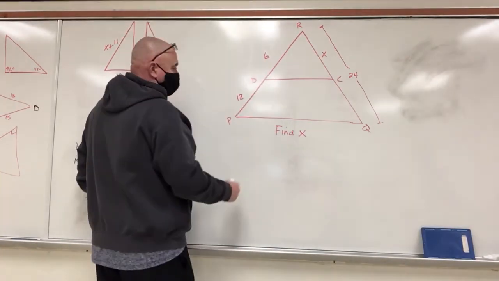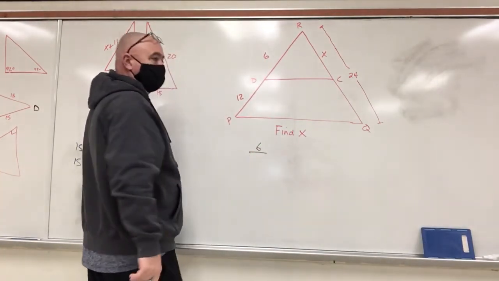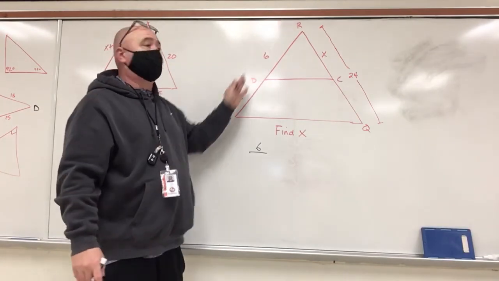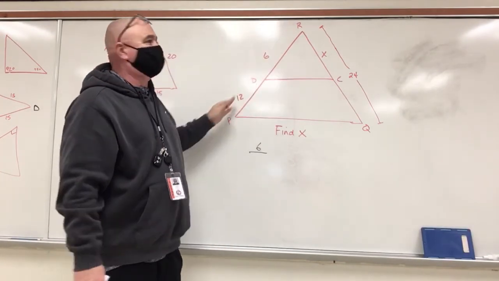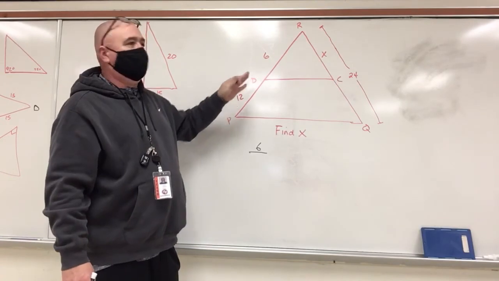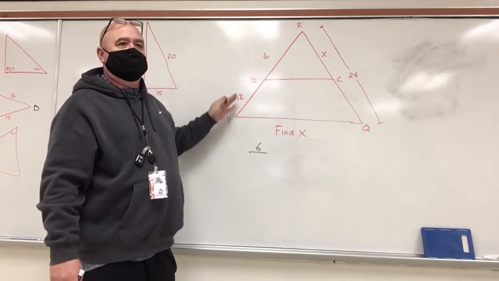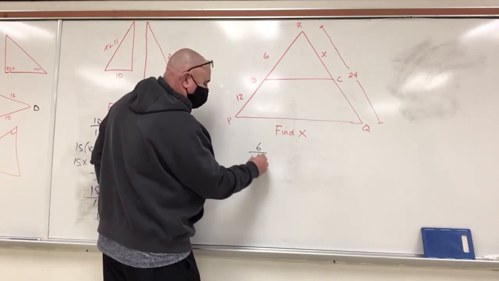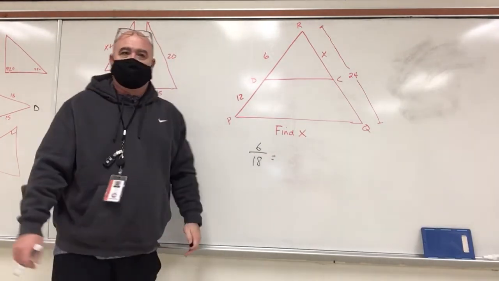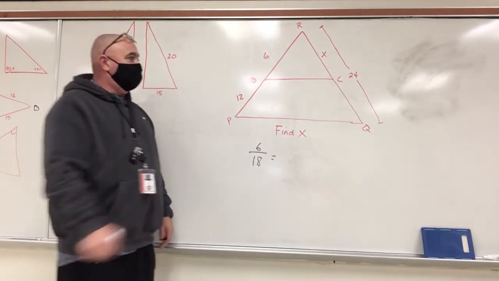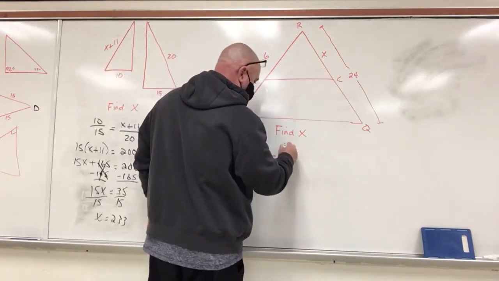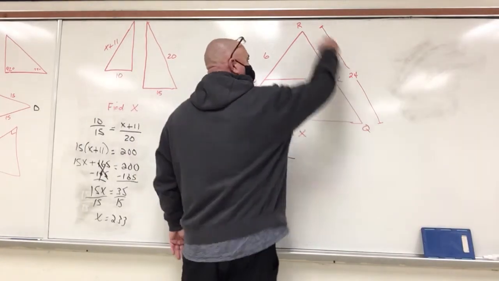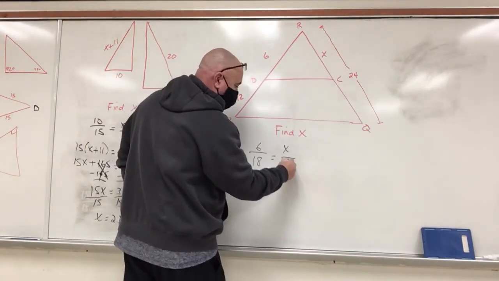6 is to what? This small side is in proportion to this big side. What's this big side gonna be equal to? 12, or 6, or 18? 18. So I'm gonna say 6 is to 18. Everybody see where I got that? As x is to what? This whole side is 24.